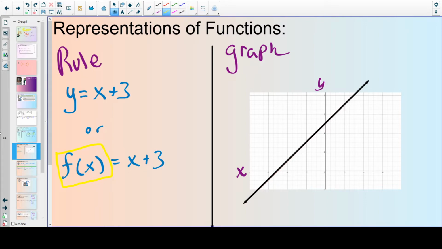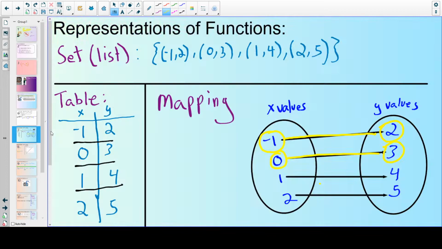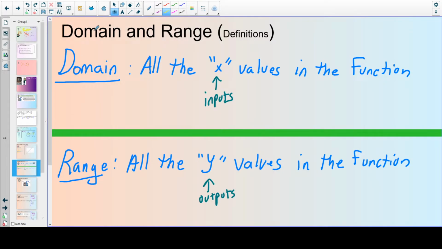So, we know what a function is. We know what functions should look like. They can look like a rule, a graph, a set, a table, or a mapping. But we got to know a couple more vocabulary terms. So, these words, domain and range. We've seen these words before, but this is exactly what it is. A domain of a function, or even a relation, is just all of the x values, or rather, all the inputs. And the range is all of the y values in the function, or just all of the outputs.